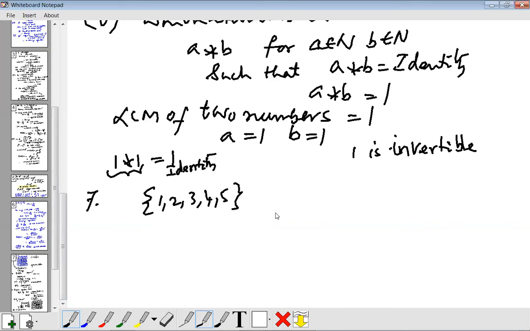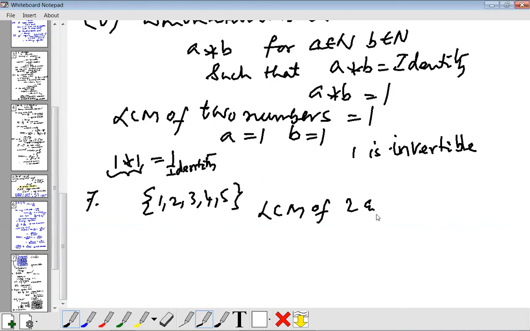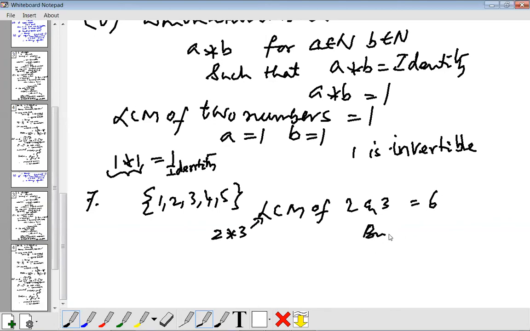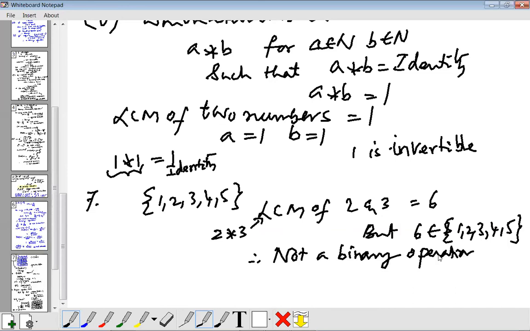So you pick any of them. For example, say LCM of 2 and 3. That's what the 2 star 3 is here. 2 star 3, LCM of 2 and 3 is actually 6. But 6 does not belong to 1, 2, 3, 4, 5. Right? Therefore, not a binary operation. You pick any other thing also. Like you take 3, 4, that will be 12. It's not part of 1, 2, 3, 4, 5.